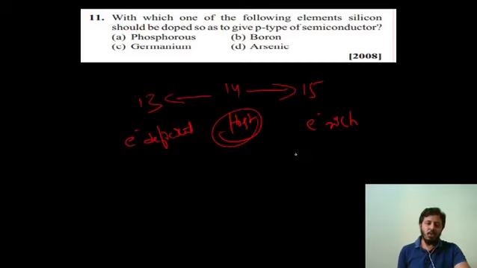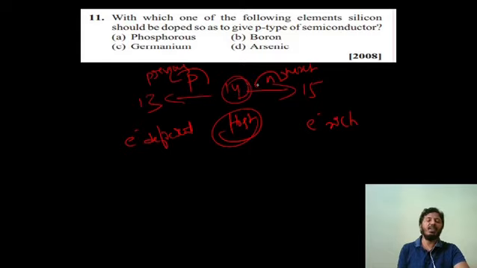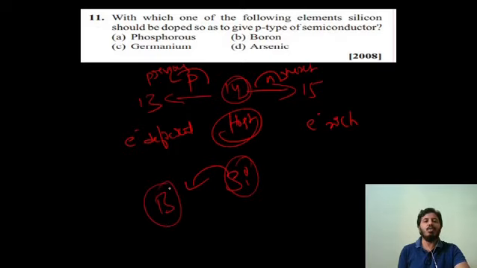One more thing you have to remember, imagine the terms n type and p type as a shortcut. So p type refers to previous and n type refers to next group with respect to 14th. They have given silicon that is present in the 14th group. Silicon should be doped so as to give p-type semiconductors, which means it has to be doped with a 13 group element. In the given options, boron is the 13 group element present. So for question number 11, it's option B.